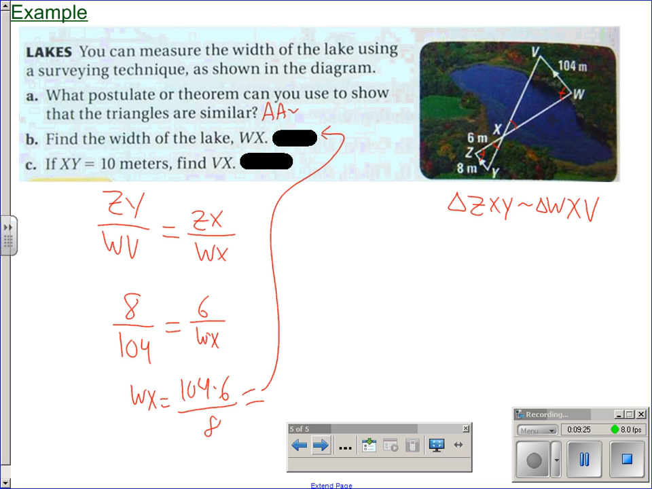Part C says if XY equals 10, find ZX. Or VX, sorry. All right, so it's same idea. If XY is now 10, let me change the colors, maybe it'll show up. There's a 10 there, not really. It corresponds to XV, so that's an unknown there, but same idea. We knew the 8 over 104, smaller triangle to bigger triangle, so that's going to be 10 over the segment X, or VX. Cross multiply and solve. All right, that's the gist of this.